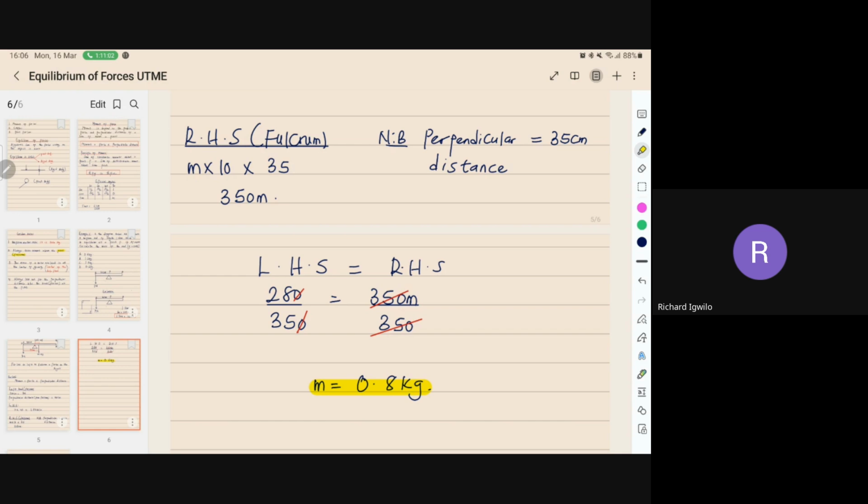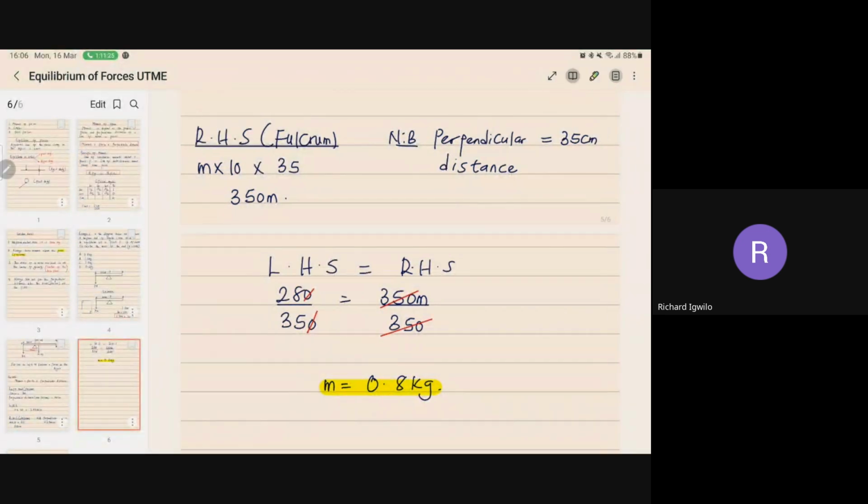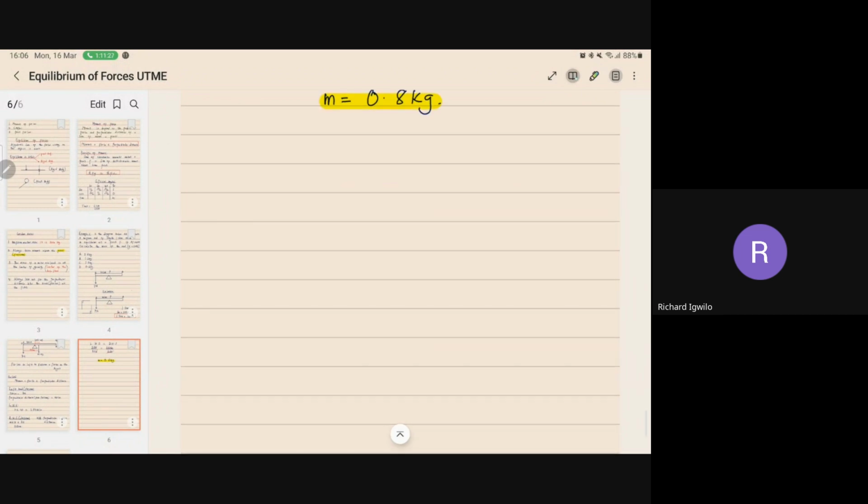All right, so that's 0.8 kilogram. So the next example, are we ready now? All right. So the next example is, okay, let's take a look at this. Any question? Hope everybody's following. Okay, make sure your hand is still up. Do you still have a question, or is it the question you asked before? Okay, good.